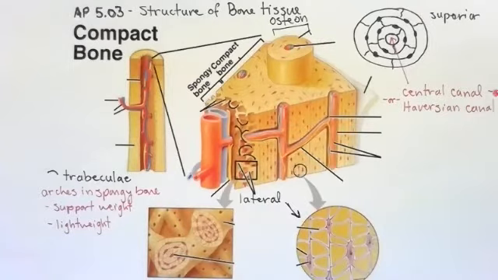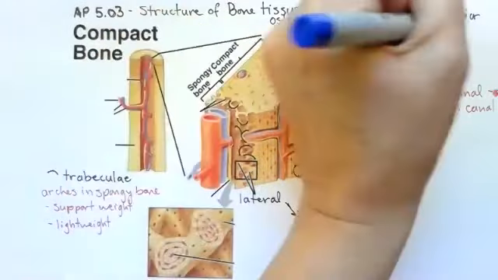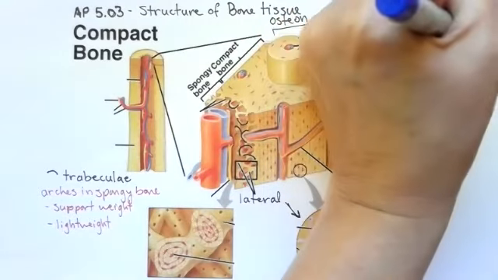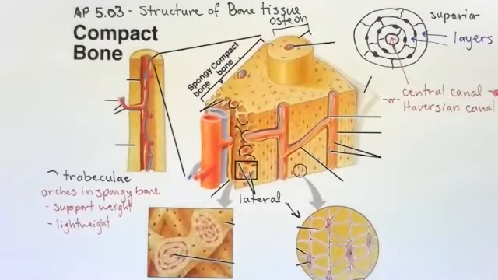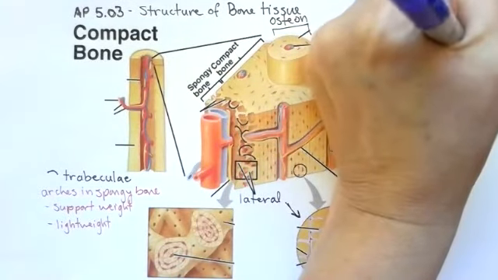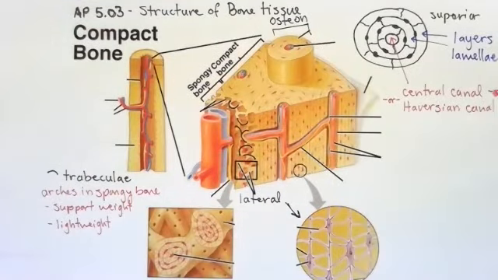There are layers. So you can see layers, 1 layer, 2 layer, 3 layer. You can see 1 layer, 2 layer, 3 layer, 4 layer, 5 layer. We call the layers, basically the Latin word for layers is lamellae. That's what we call them.